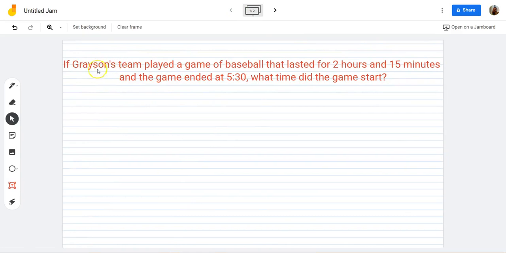Let's read first. If Grayson's team played a game of baseball that lasted for 2 hours and 15 minutes and the game ended at 5:30, what time did the game start? So what I like to do is to start by writing my S for start, E for end time, and E for elapsed time. I always put this first E as the end time, so it's related immediately to that start time, and the second E for the elapsed time, the time that has passed.